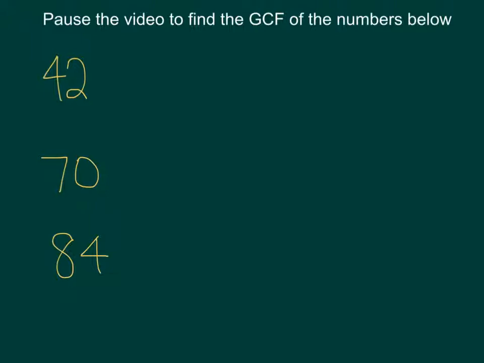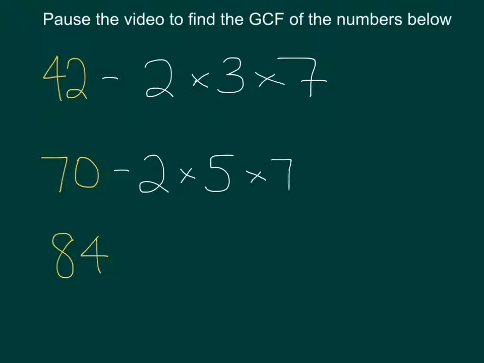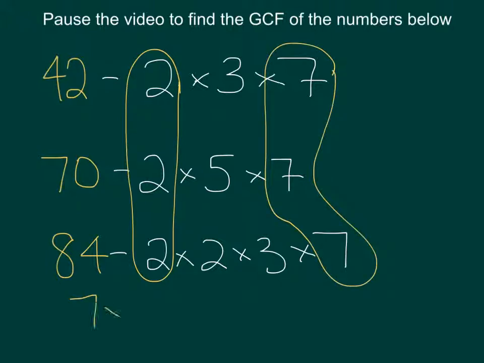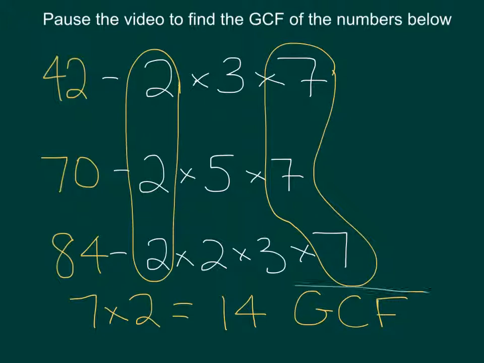The prime factorization for 42 is 2 times 3 times 7. The prime factorization for 70 is 2 times 5 times 7. And for 84 is 2 times 2 times 3 times 7. So now, if we identify the numbers they have in common, they all have one 2, and they all have one 7. So if we multiply 7 times 2, we get 14 as our greatest common factor.